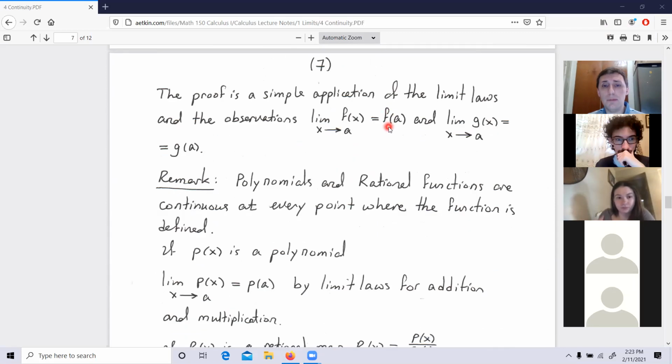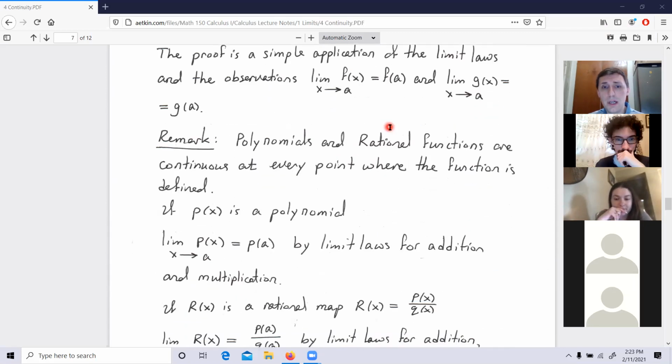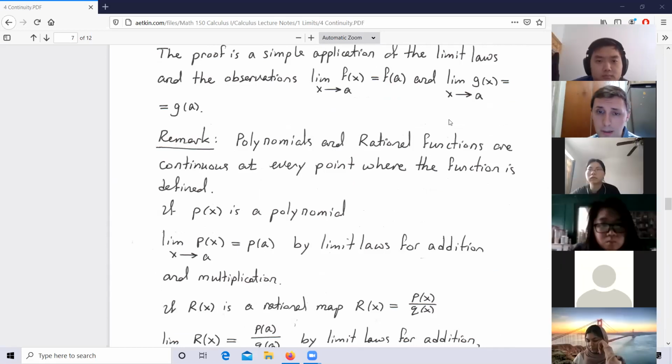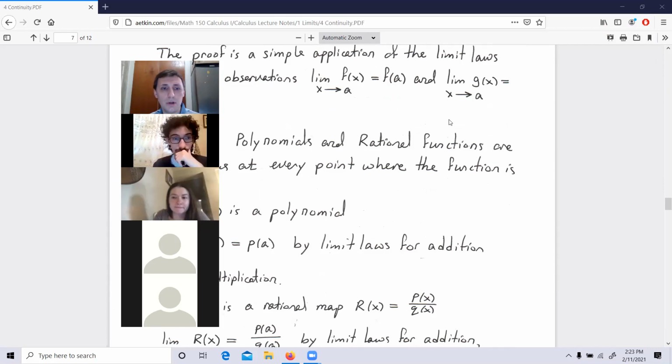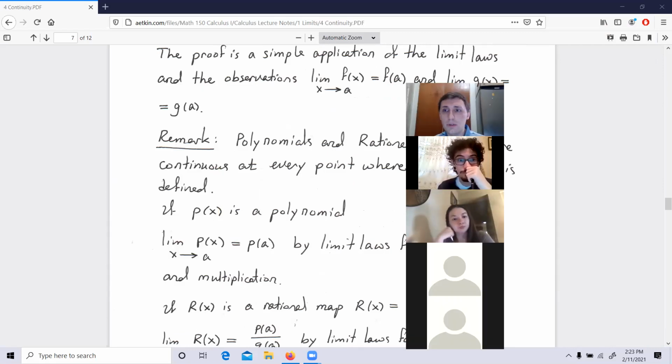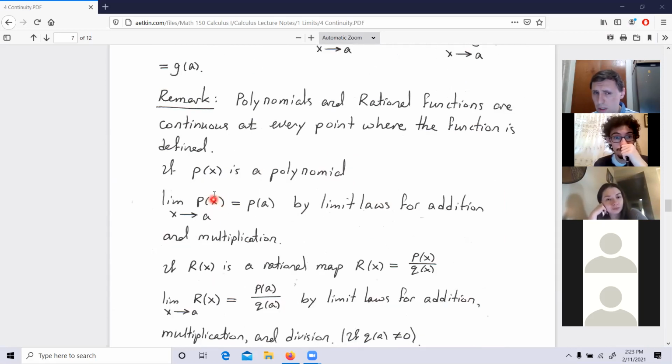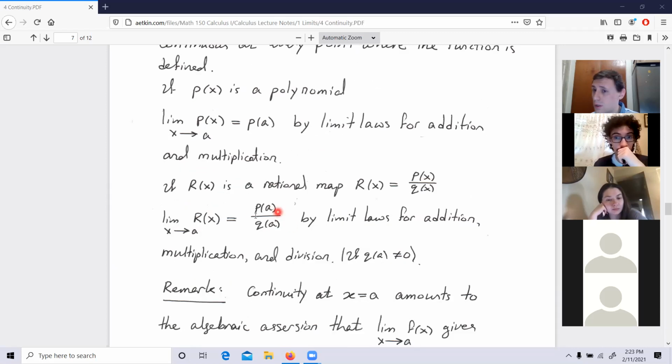So here is again the remark, guys, that polynomials and rational functions are continuous at every point where those functions are defined. That means that they are particularly simple when you take limits. Okay, now what's the reason for that? We already verified the reasons, right? Applying limit laws for product, addition, subtraction, whatnot, we have that the polynomial evaluated at a is the same as the limit. For rational functions, we introduced the quotient rule. The quotient law tells us that the limit of the quotient is the quotient of limits as long as the denominator isn't 0.